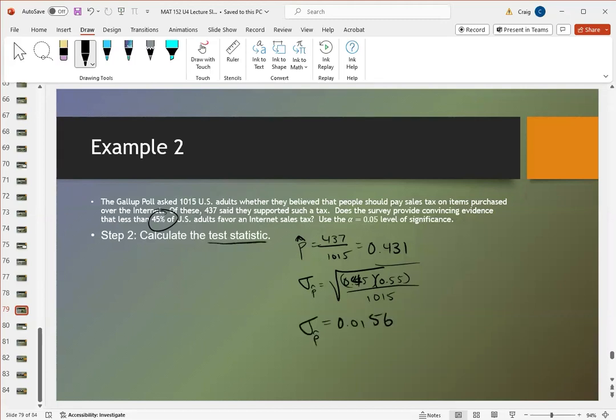0.0156. So to find our test statistic, to find z, it is the sample proportion minus the proportion we're comparing it to, divided by the standard error, or 0.431 minus 0.450, divided by 0.0156. And our z value here is negative 1.218. And so now we have our z value.